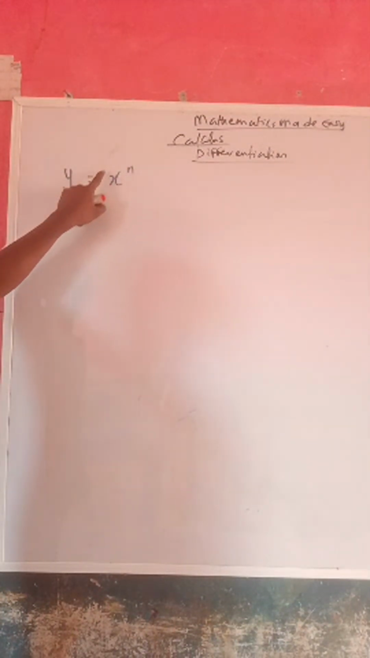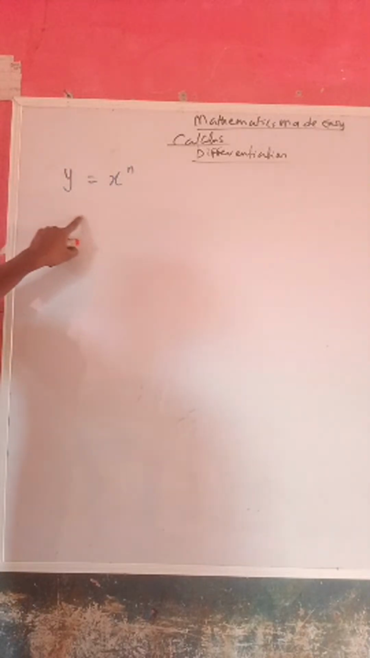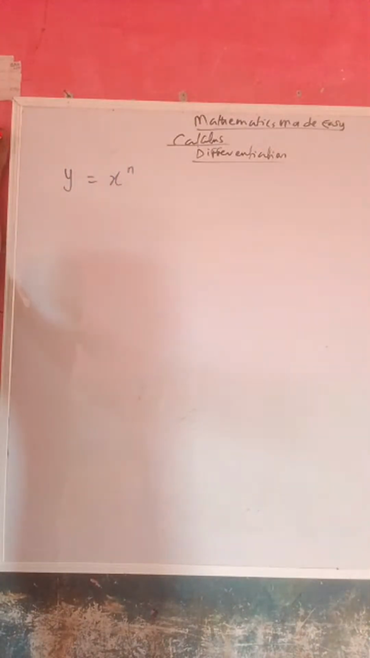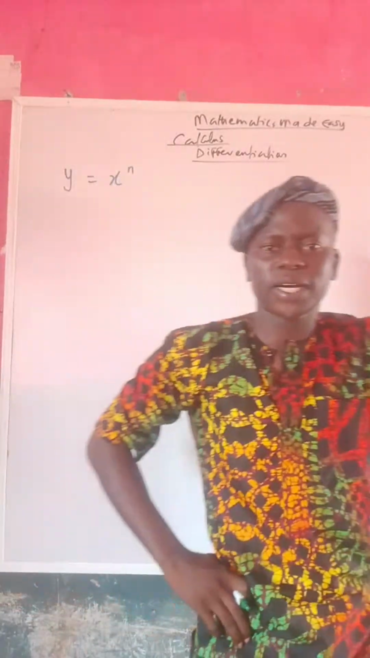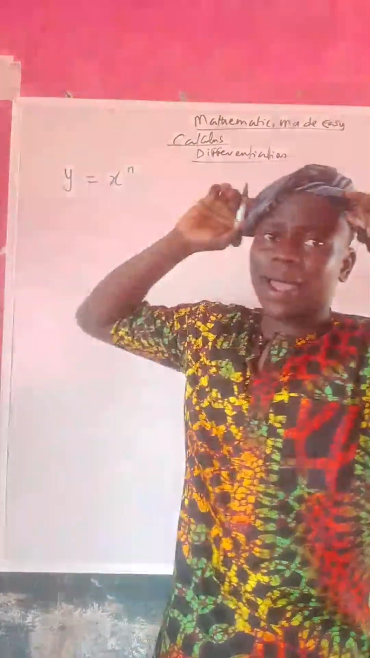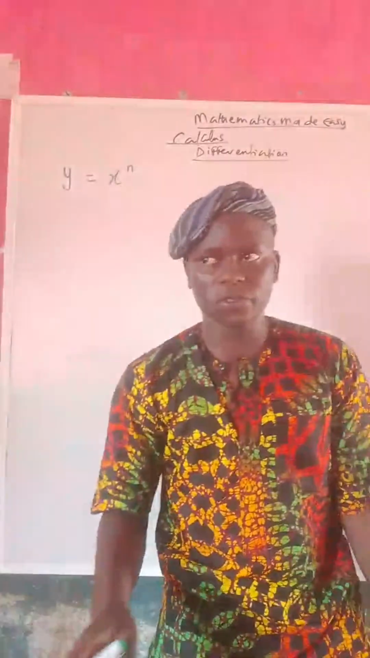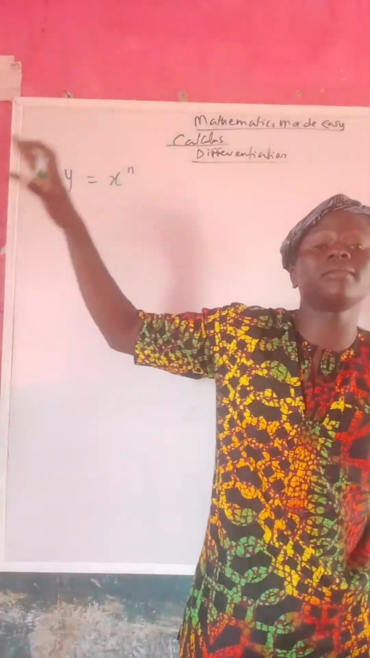So how do we differentiate this function right here? You'll be thinking, how to differentiate this? This is raised to power n. This is not raised to power 0, it's not raised to power 1, it's not raised to power 2. It is raised to power n, and n can be any number. You get what I'm saying? n can be any number.